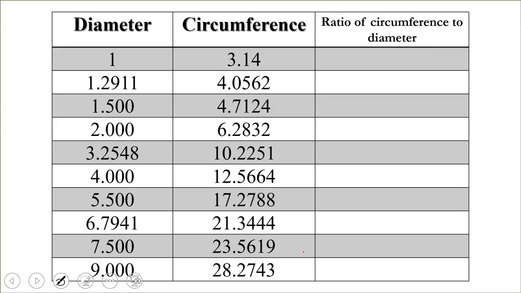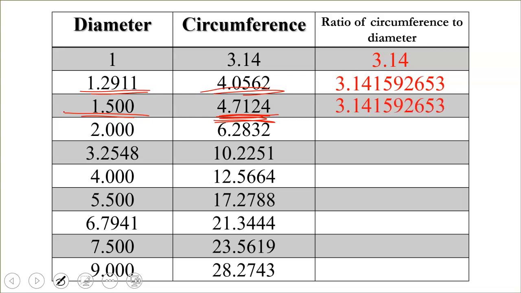Divide 3.14 by 1, and you get the same value. Divide 4.0562 by its diameter, and you get a value on the calculator. Divide this also by this. That means the circumference of a particular circle is this, its diameter is that. When you divide, you get this. And that circumference is this, diameter is this. When you divide, you get this.